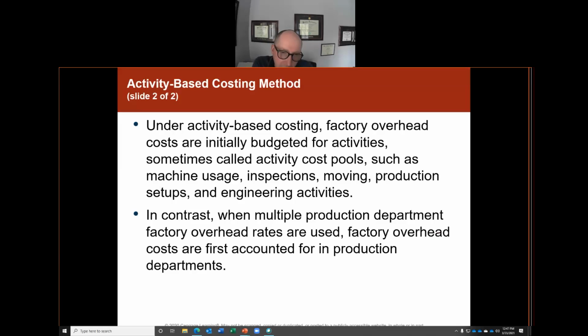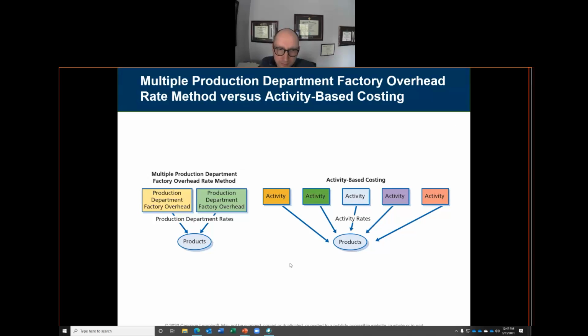And this is different than allocating costs based off of their individual departments that we learned about in the earlier method. In the multiple production department method, we learned how to allocate overhead based off of each respective department. Now we're going to look at how to allocate overhead based off of each individual activity.